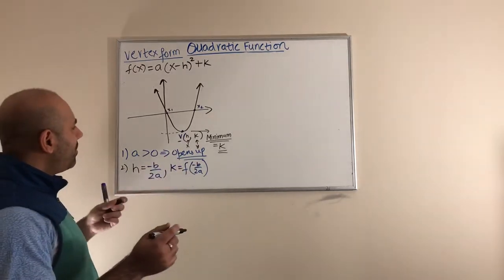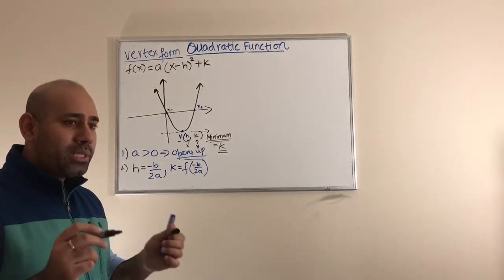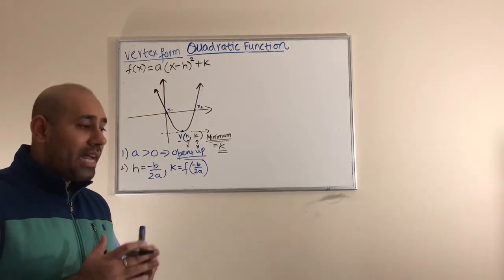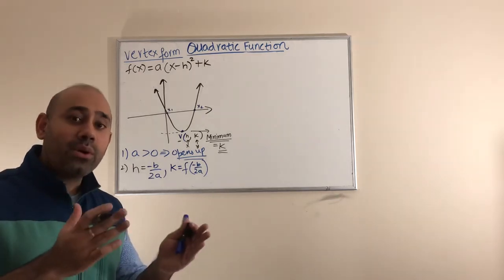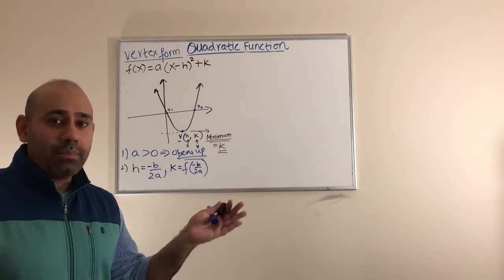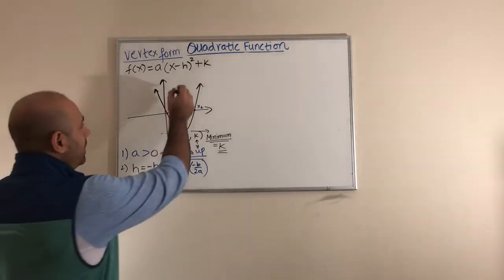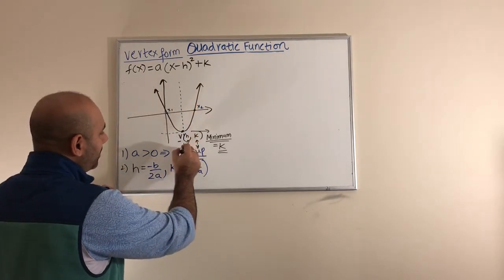And then the last thing we want to talk about in this case is the axis of symmetry. The axis of symmetry is simply a line that goes through the vertex and divides the graph of a quadratic function into two symmetrical graphs, okay? So it's simply this dotted line that goes through the vertex.